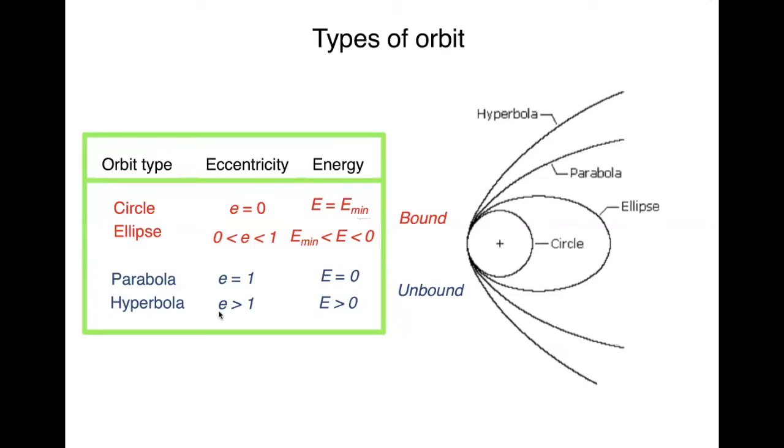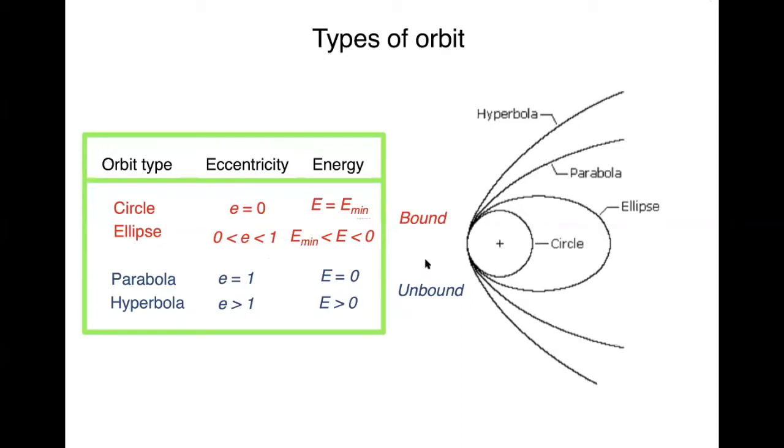So as you know, an orbit of zero eccentricity is a circle. An orbit of eccentricity between 0 and 1 is an ellipse. An orbit of eccentricity equal to 1 is a parabola. And an orbit of eccentricity bigger than 1 is a hyperbola.